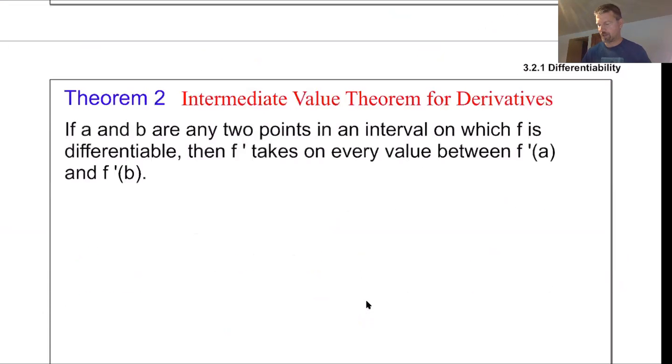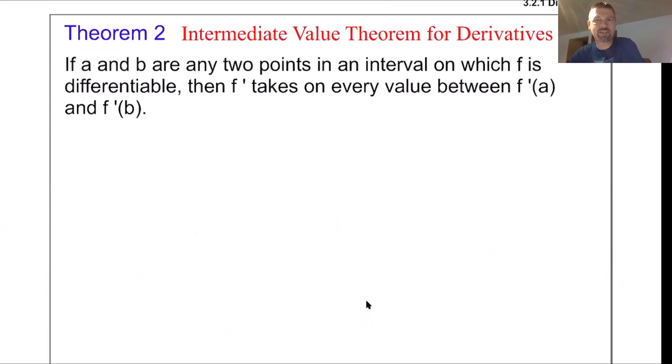All right. The very last one is just something we're going to talk about more in the future, but something just to be aware of now. It's called the intermediate value theorem for derivatives. We remember the intermediate value theorem, hopefully. If not, here's a recap of the intermediate value theorem.